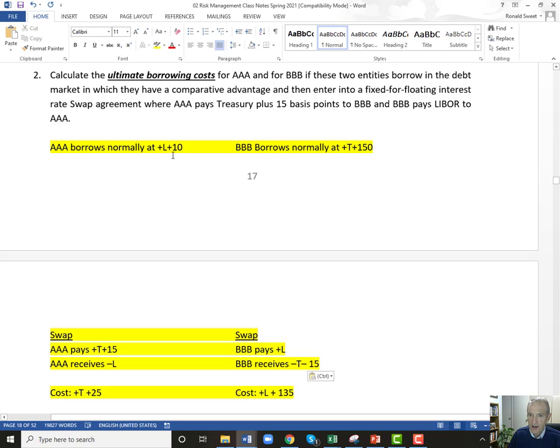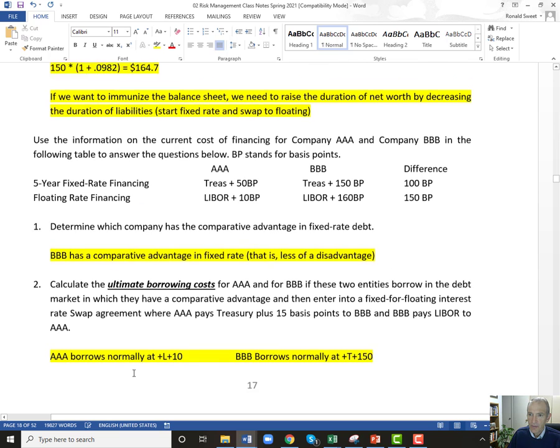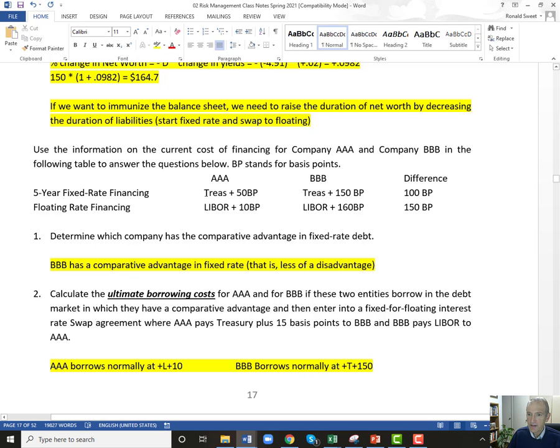So what's the ultimate cost? Well, L plus 10 minus L, so the L's disappear. So you have T plus 25. Where were they borrowed before? It would have been T plus 50, so they save 25. Again, the difference is 50. You can actually do that math. Do the difference and the difference, which is 50, and split that 25 and 25, and AAA will get 25. And BBB, you can already guess, BBB is going to be LIBOR plus 135.